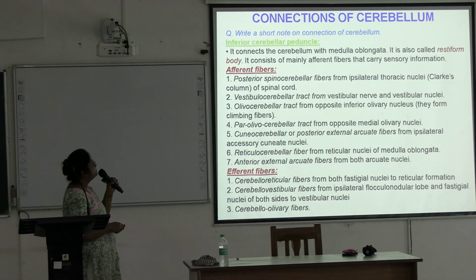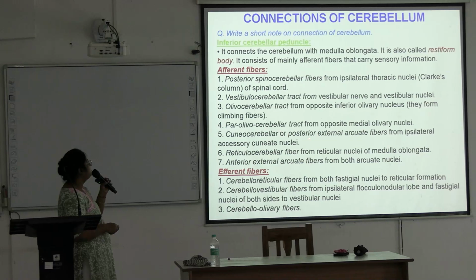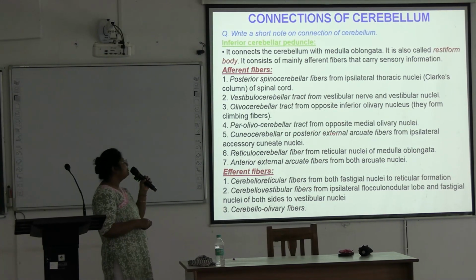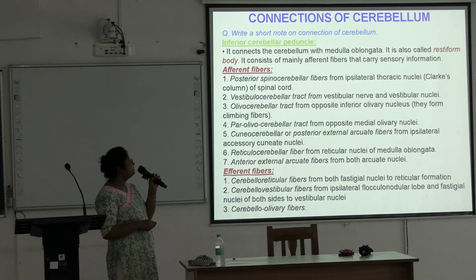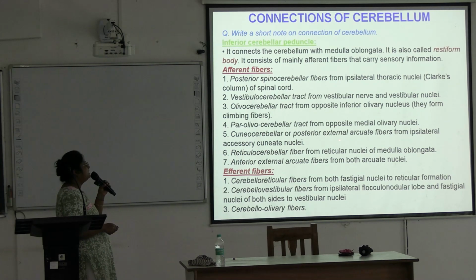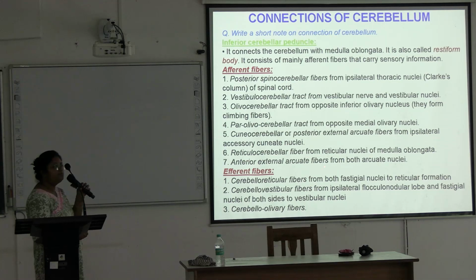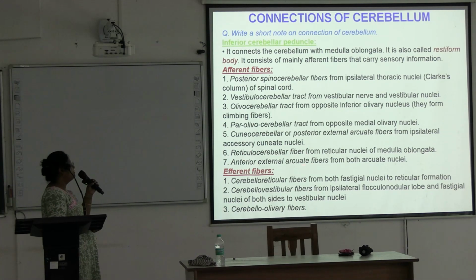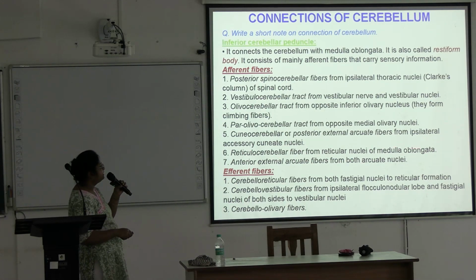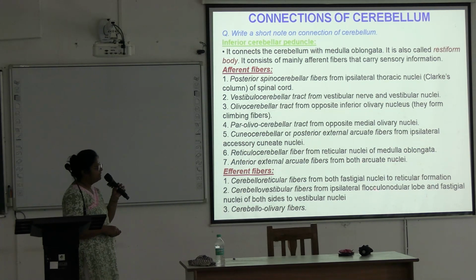Olivocerebellar tract from the opposite inferior olivary nucleus, and they form the climbing fibers, and parolivocerebellar tract from the opposite medial olivary nuclei. Next is cuneocerebellar or posterior external arcuate fibers from the ipsilateral accessory cuneate nucleus, reticulocerebellar fiber from the reticular nuclei of the medulla, and anterior external arcuate fibers from both the arcuate nuclei.